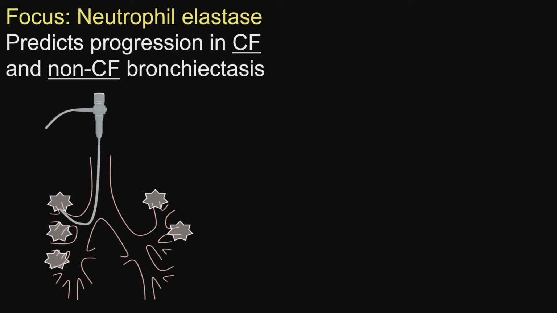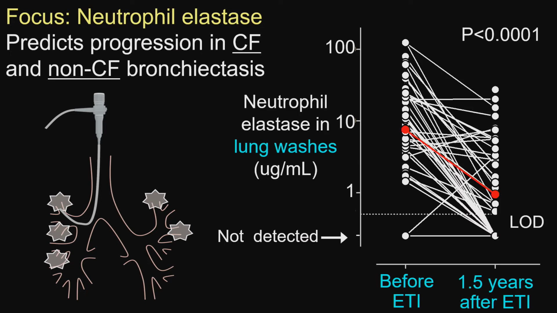So going back now to our bronchoscopy study, sampling the 2 worst and 5 best regions in each person's lung, I'm going to show you the neutrophil elastase data by region. On the y-axis is plotted the neutrophil elastase level in these lung washes. Each point is a region, not a patient, before and after 1.5 years of ETI. And what you can see is a really marked decline. Interestingly, I'll come back to this in a second, a bunch of patients became neutrophil elastase undetectable after treatment.